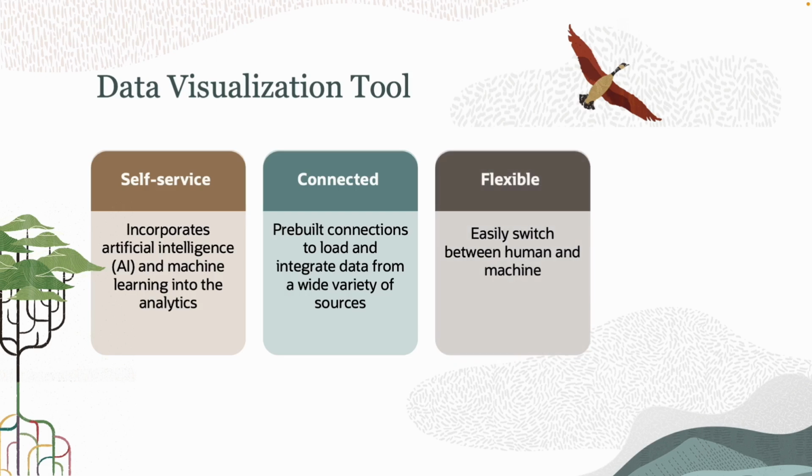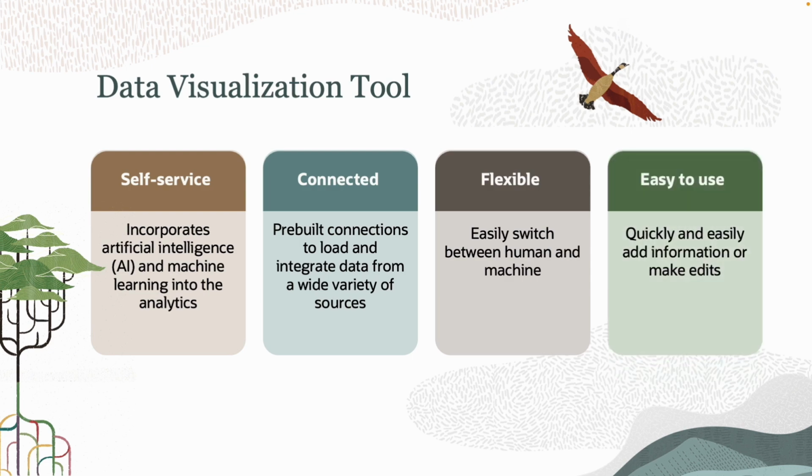With some projects, you may want to do everything yourself. With other projects, a little or a lot of automation may come in handy, so go with a data visualization tool that offers the flexibility to easily switch between human and machine. Look for ease of use, for example, point and click or drag and drop features, as well as capabilities to see your data visualized automatically, save you from doing those tasks manually. You want a tool that lets you quickly and easily add information or make edits, such as changing layouts to present new insights.